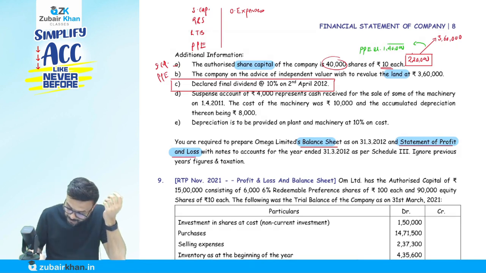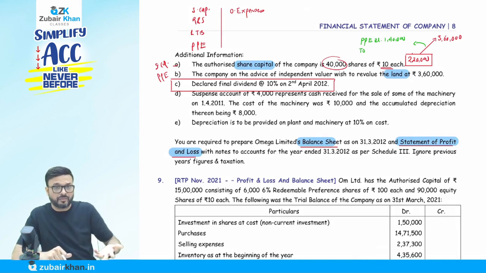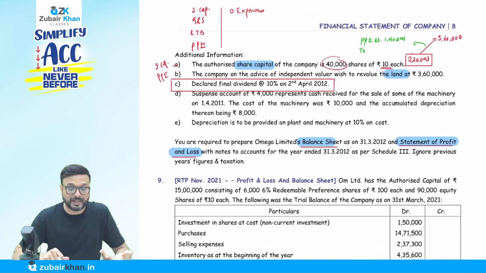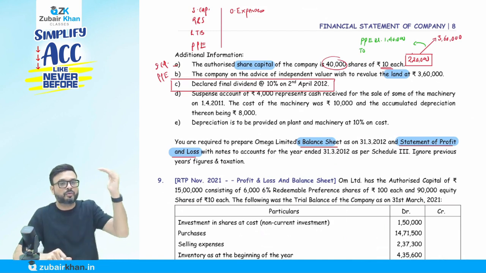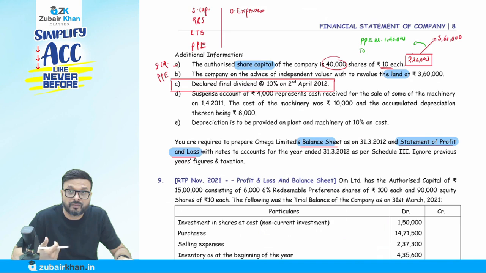PP account will be debited by 1,40,000. This is the first effect. But can I credit the cash or bank account? The answer is no, we cannot credit cash or bank account because we are not actually paying for it. The book value is 2,20,000, the market value is 3,60,000, and the value is increasing by 1,40,000. We are just recording the asset at market value, the fair value, in the books of account.